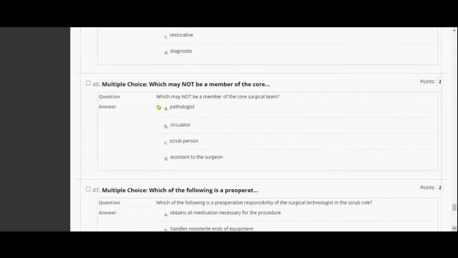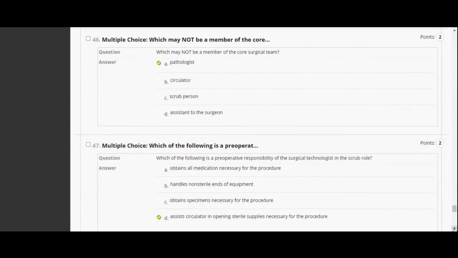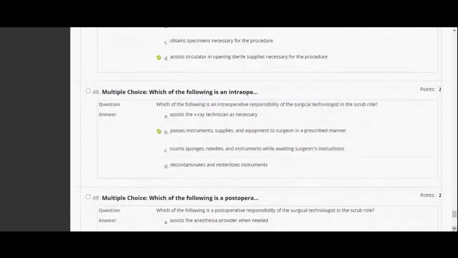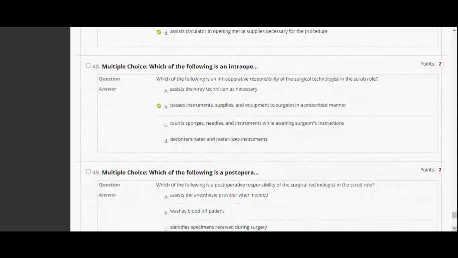Which may not be a member of the core surgical team, and that's your pathologist. They normally stay down in the lab and then you take specimens to them. Which of the following is a preoperative responsibility of the surgical technologist in the scrub role? And they assist circulator in opening sterile supplies necessary for the procedure. Which of the following is an intraoperative responsibility of the surgical technologist in the scrub role? Passes instruments, supplies, and equipment to the surgeon in a prescribed manner.